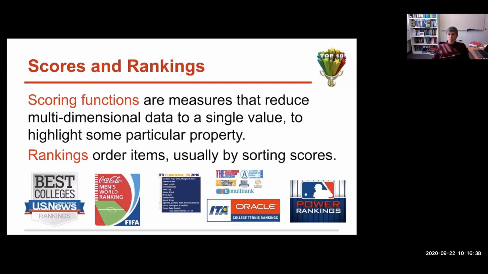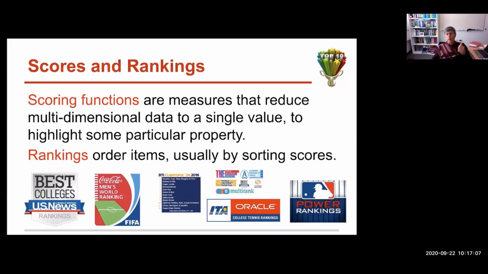Okay? The question is, how do we come up with a ranking from 1 to N of schools, football teams, baseball players, stocks, whatever you want? Usually what you do is you compute some kind of score, a number that takes all the data values of the thing.